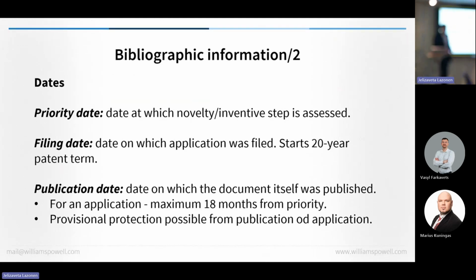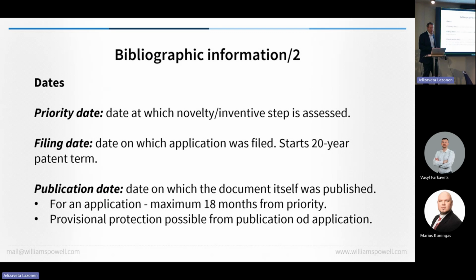Some other bibliographic information that's useful are the dates, and these are things that we'll often see on the front page of a document. I just wanted to mention this to help you understand what different dates we're seeing. We see lots of different dates on a patent specification, or on an application, or on a granted patent, and understanding what they are can be useful because they're relevant for different things.